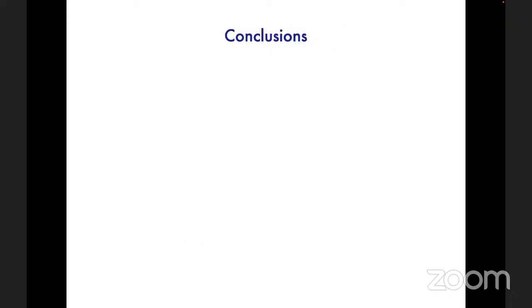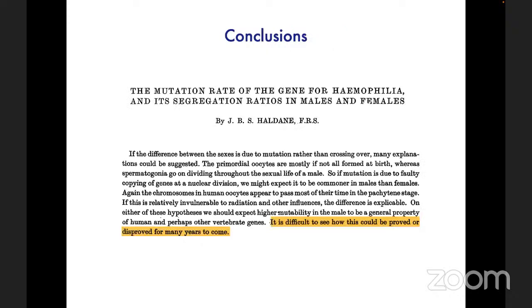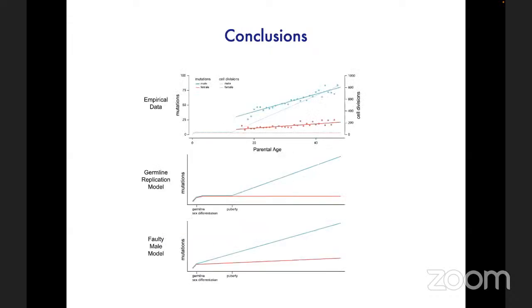Okay, so in conclusion, Haldane was a really, really smart person. He figured out basically all of this in 1947, but he couldn't really figure out how to distinguish between those two hypotheses. Now we have genomics, and we can ask interesting questions with those data. I think genomic data, especially from the germline, help us look at the empirical data and ask which of these hypotheses fit better. And I think there's more genomic data that we could collect.